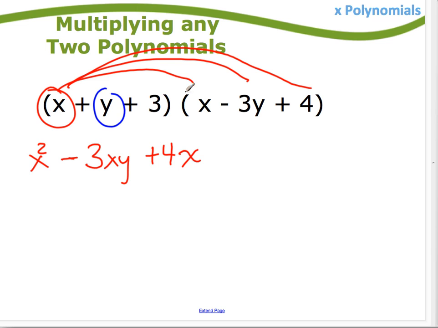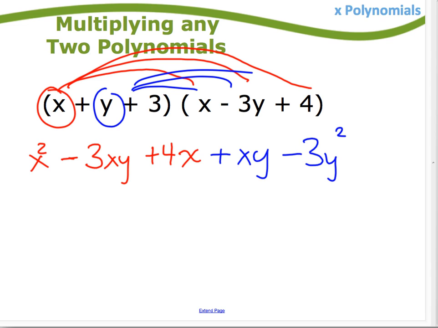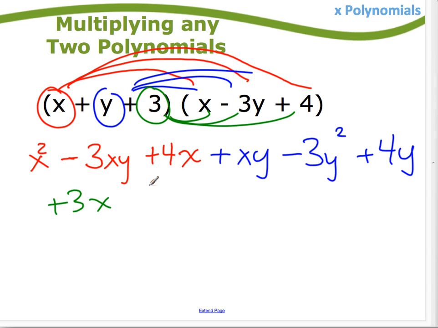Now I've got to go on to the next letter. So I've got to take this y and multiply it by each term over there. So y times x would be a positive xy, I'm just going to reorder them. Y times negative 3y would be a negative 3y squared. And then y times 4 would be plus 4y. Not done yet. I have to now take this one and multiply it by each. So 3 times x would be a plus 3x. 3 times negative 3y, negative 9y. And 3 times 4 would be a plus 12.